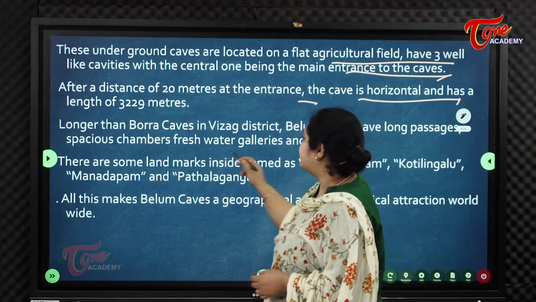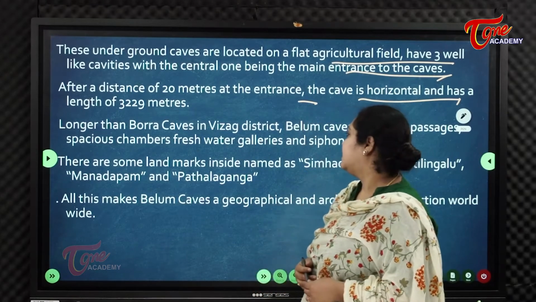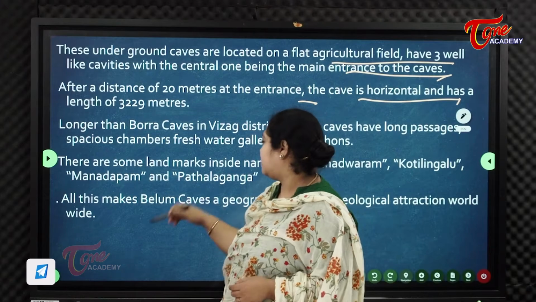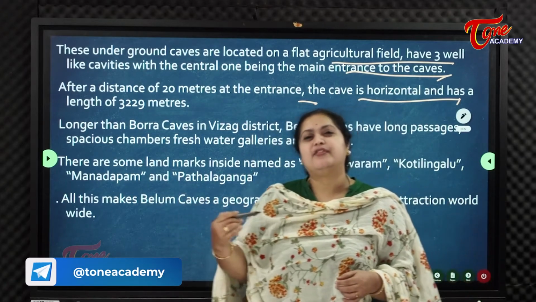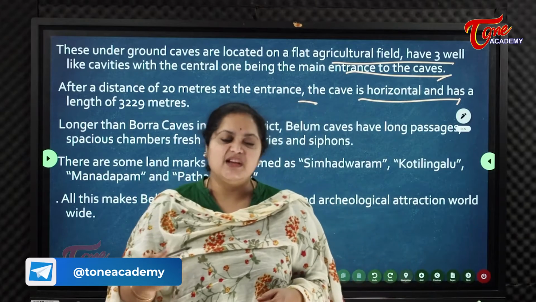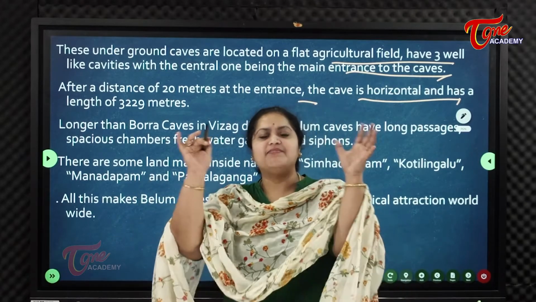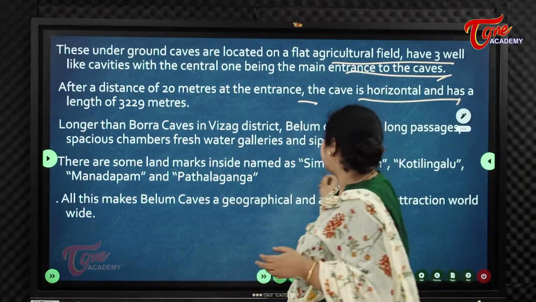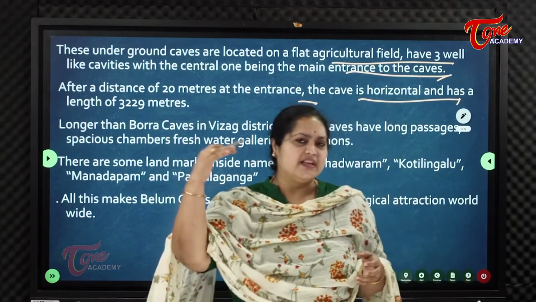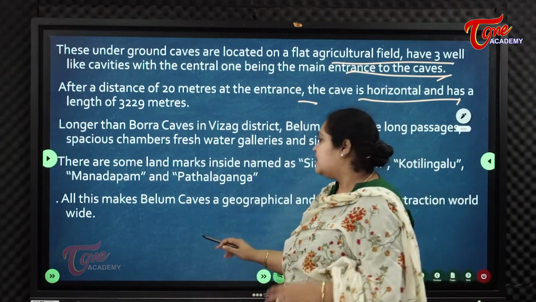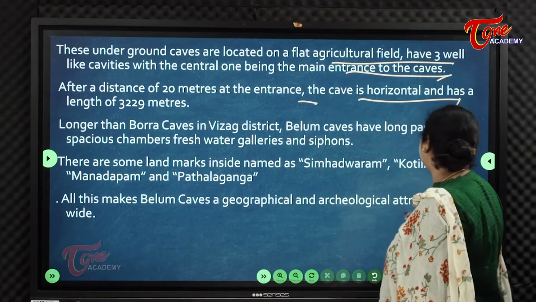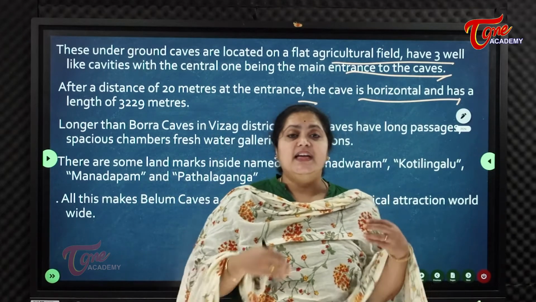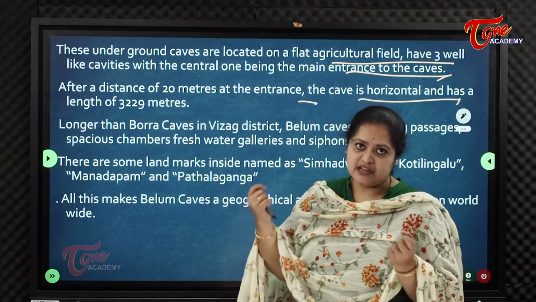They have long passages, chambers, freshwater galleries and siphons. There are some landmarks inside named Simhadwaram, Kotilingalu, Mandapam. These are geological formations like stalactites and stalagmites, but local people identify some structures in those stalactites and stalagmites and start calling them Simhadwaram, Mandapam and other things, whatever they see in that form. So all this makes Belam Caves a geological and archaeological worldwide attraction. Not only from India, people from all over the world love to visit these caves.